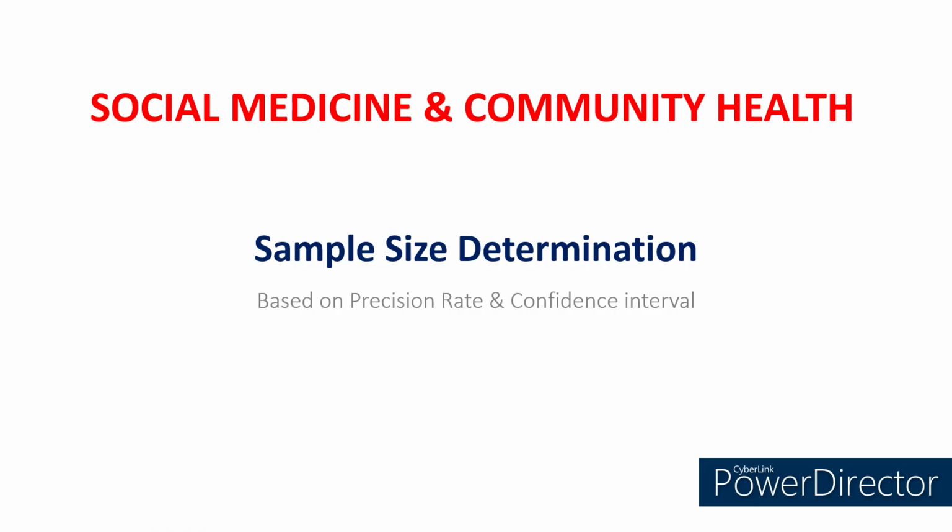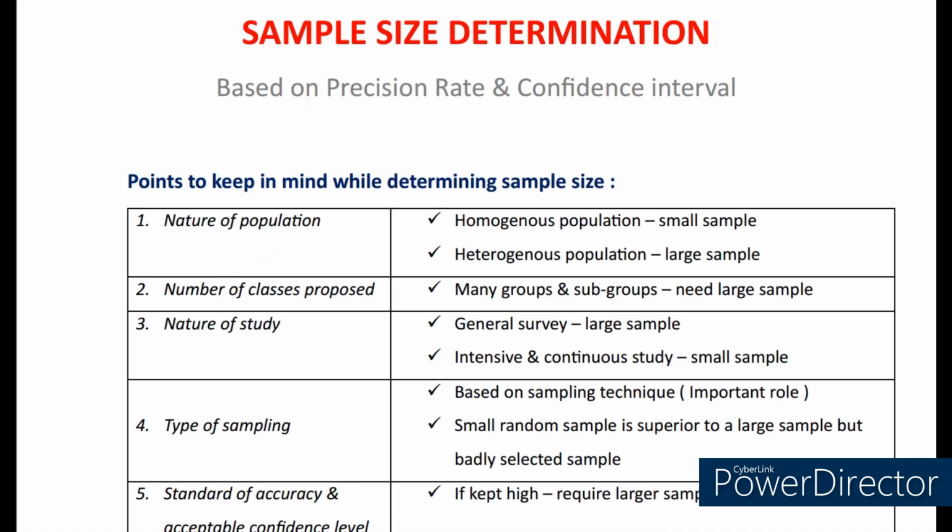In this video, I'll be talking about the sample size determination based on precision rate and confidence interval. So before starting that, there are some points to be kept in mind while determining sample size. First is the nature of population. So if the population is homogeneous, we need small samples. If it is heterogeneous population, we need larger samples.